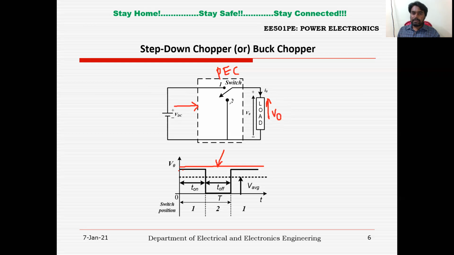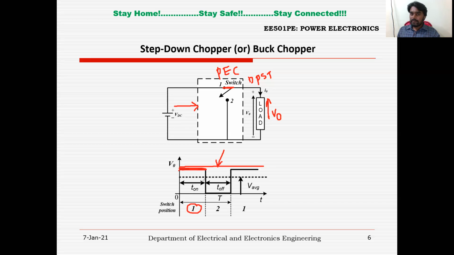and across this load we can get the variable DC, right? Now let us say it is a DPST switch, double pole single throw switch. There are two poles here, pole 1 and pole 2, and a single throw you can see here. When the DPST switch is connected at position number 1, that is called the on time period. During the on time period, the load is connected to the battery, they will be in parallel, so the load voltage will be the same as the input voltage.